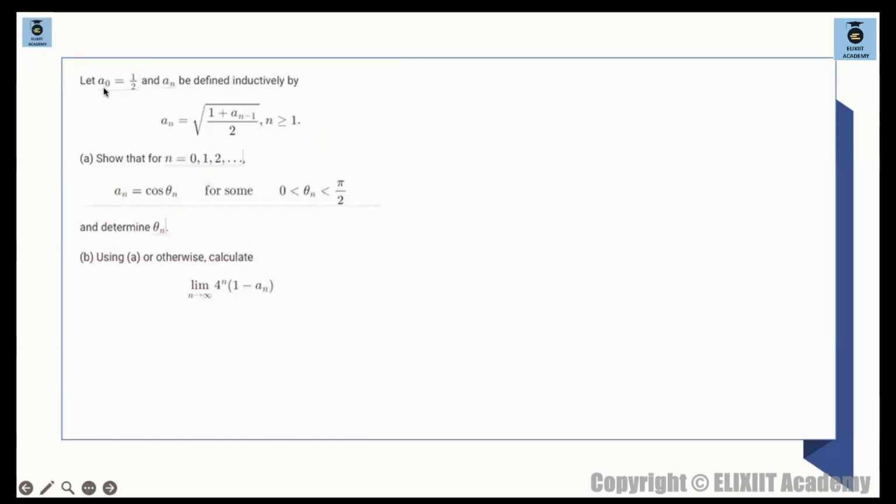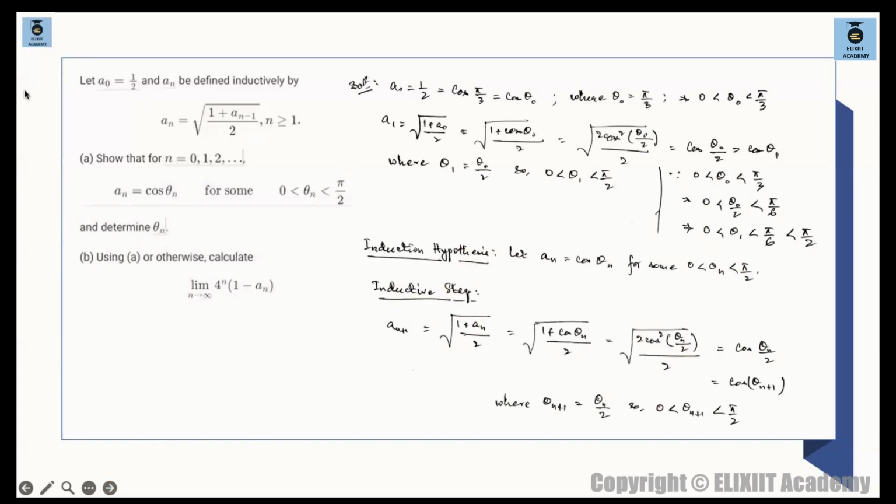Each of these terms, a naught is half. Half is what? Half is basically cos of pi by 3. So you have to relate each of these terms in terms of cos of theta. Okay? And there, using induction, you have to generalize this thing and prove that an is cos of theta n. And also you have to find out theta n as well. Okay? So I've given the solution over here. You can see that first what I have done is I have taken a naught to be half, which is cos of pi by 3, so which is the same as cos of theta n.